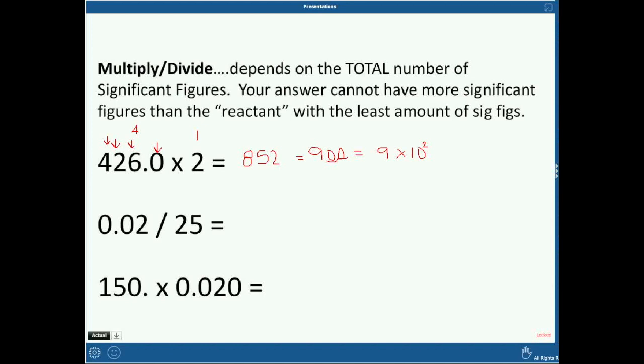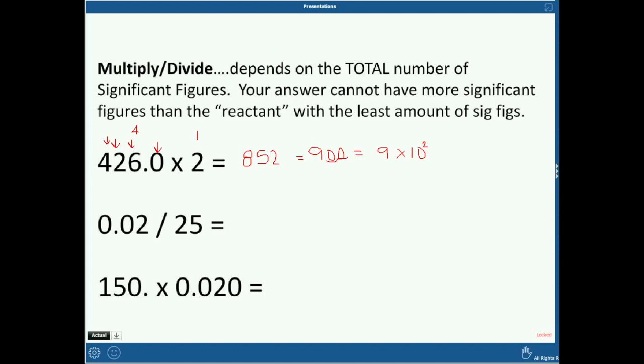If it's a test question, a multiple choice, then they're probably going to give you 900 as a choice. You couldn't just put 900 dot, right? Because then you'd have 3 sig figs. So that's probably the best way to write it, 9 times 10 to the 2, but 900 is okay.